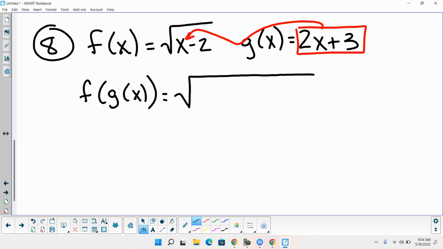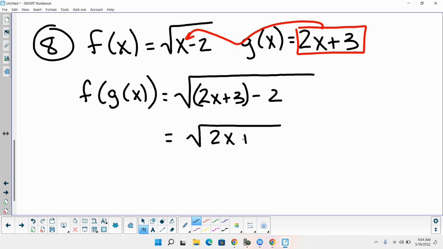So, where this x is, I'm going to replace it with the 2x plus 3. I'm putting that in place of the x and then the minus 2. And then you just combine any like terms. Any like terms there? The constants, yeah. So 2x, what is that, plus 1? It's that easy, not that difficult. Okay? That's all we got to do. Any questions on that? No. All right.